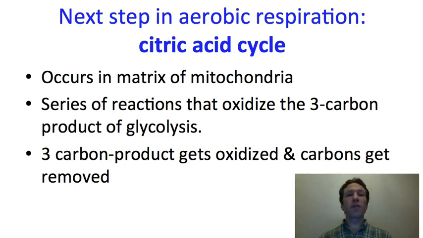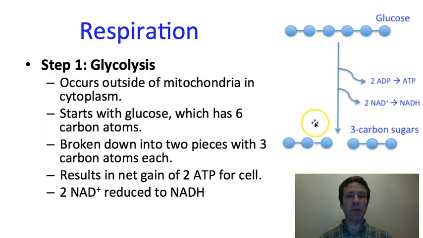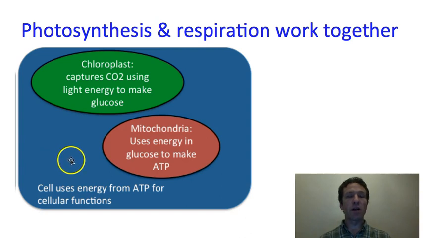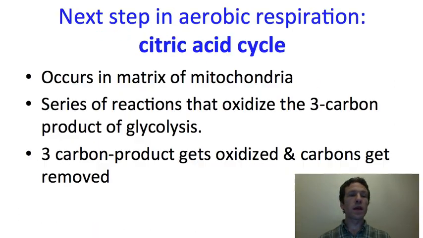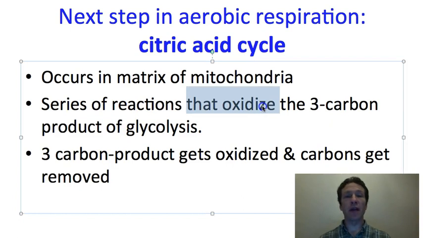The first step of reactions that happen inside the mitochondria are called the citric acid cycle. So let's go back and remember that glycolysis ended with 3-carbon sugars. Those 3-carbon sugars are sent from the cytoplasm out here into the mitochondria. Once they go into the mitochondria, then a series of reactions will occur. These will include oxidation reactions.